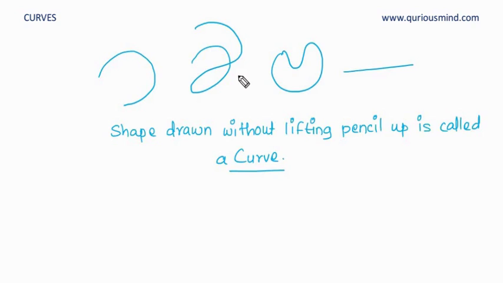Now, these curves can be classified. For example, here you see the curve, when we are drawing, it is crossing itself at this point. Whereas this curve is not crossing itself. This curve also is not crossing, though it meets, it closes. So based on these, we have different types of curves. For example, a simple curve. A curve that does not cross itself is called a simple curve.